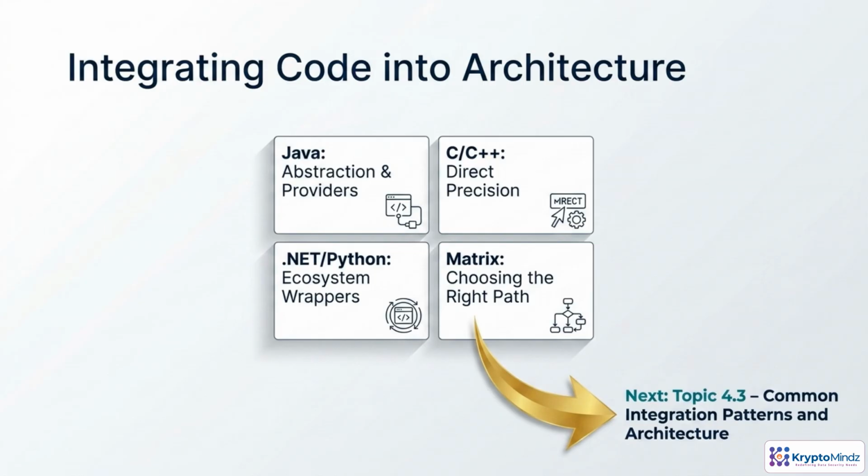You've now seen how Java, C and C++, .NET, and Python each reach Luna in their own way. Next, we'll zoom out from code details to integration patterns and start designing secure, scalable, production-ready architectures.